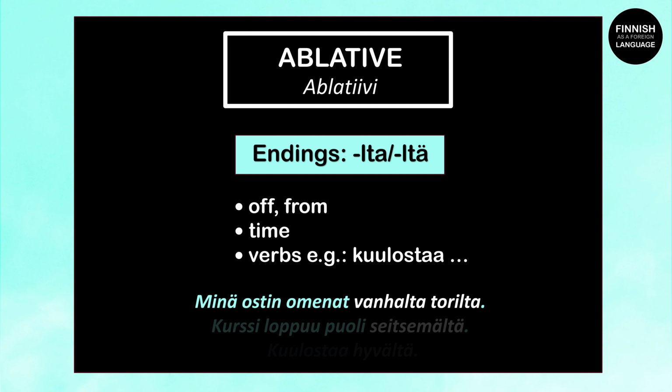So vanhalta is the ablative case of the word vanha, which means old, and torilta is the ablative case of the word tori, which means market. And vanha has to stand in the ablative case because it refers to the tori, which is market. Next one. Kurssi loppuu puoli seitsemältä means the course is ending at 6:30. Here we have seitsemältä, which is the ablative case of the number seitsemän.